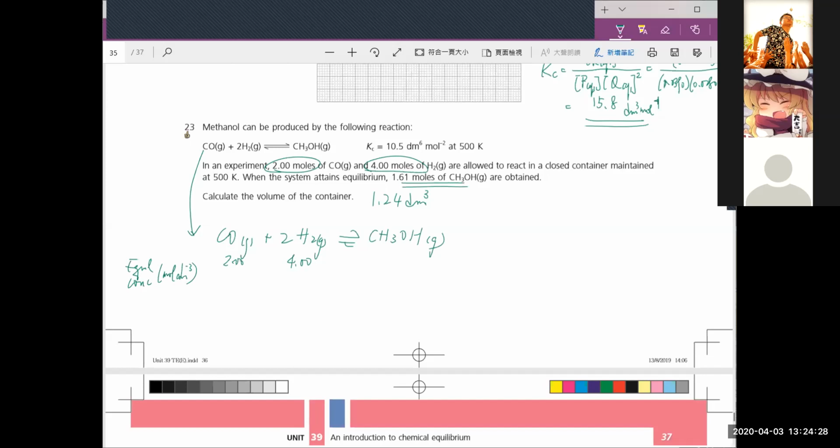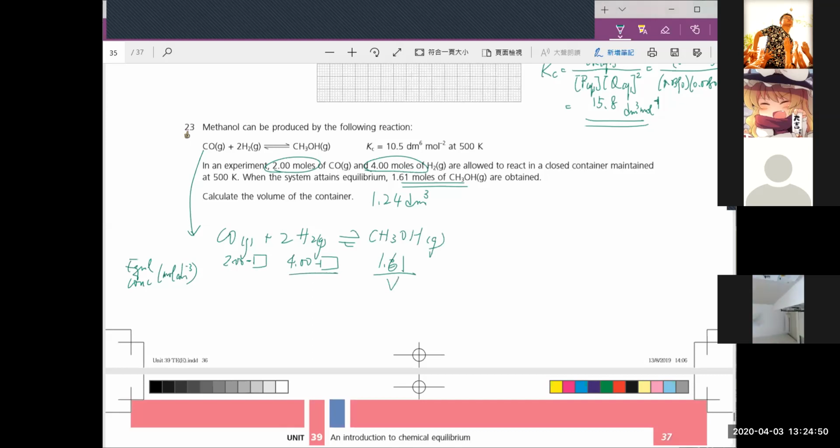Well, we have got this, right? So here you should minus something. And this one is just 1.61 at equilibrium. You don't have any information about the container. So this is the volume that we need to find.